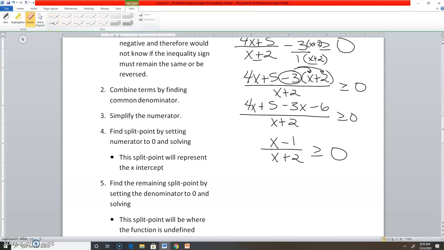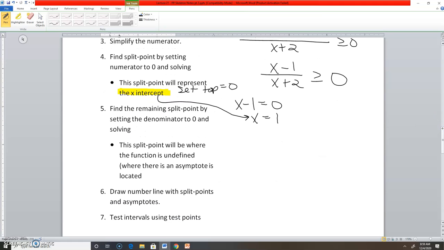Okay, the way that we find our split point for the x-intercept. Hold on, can I do a highlighter here? Yeah, nice. The way we find a split point for our x-intercept is we are going to set the top equal to 0. Okay, so I'm going to do x minus 1 equals 0, which gives me x equals 1. Okay, and that is going to be my x-intercept split point.